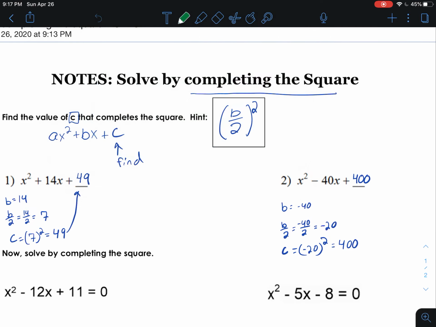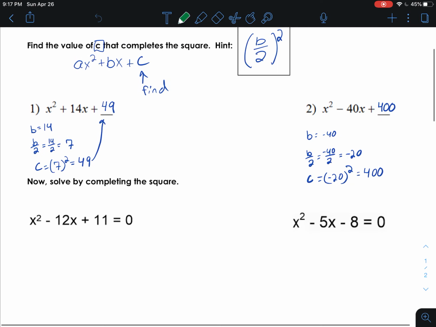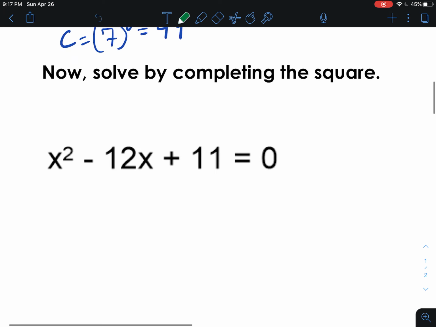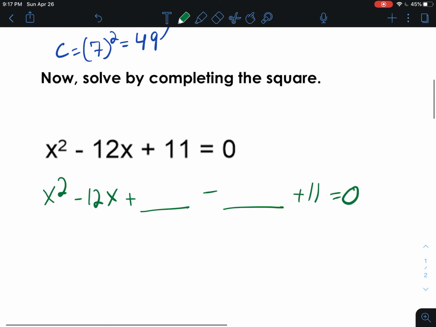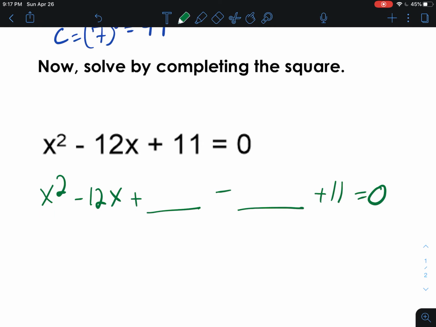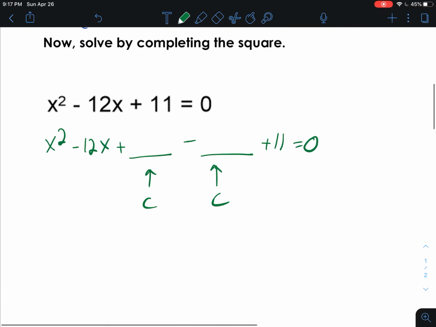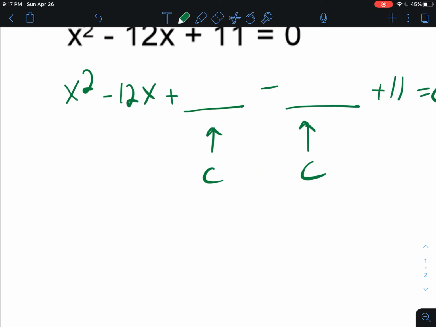So let's talk about how we would actually solve by completing the square. Now it says solve by completing the square. To do this, you take x squared minus 12x, and then you do plus blank minus blank plus 11 is equal to 0. The reason we put these two blanks in here is that we're going to put the c value that we find into both of those blanks.